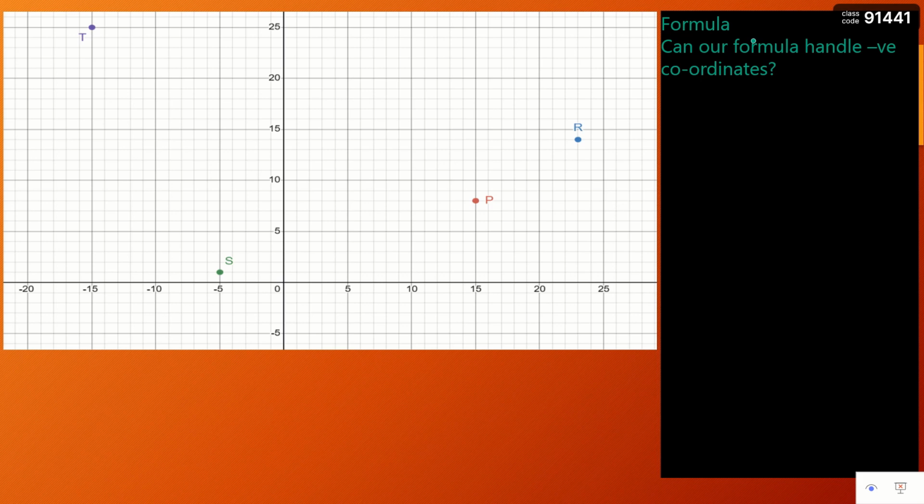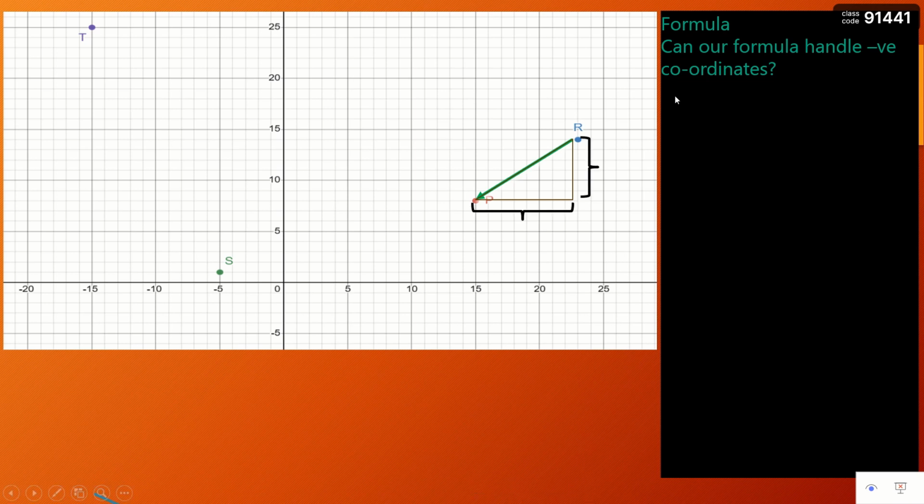In the final video of this section, we're going to try and do two things. One is try and pack everything neatly into one formula. And second, we're going to see if our formula can actually handle negative coordinates, and if so, how does it manage this?